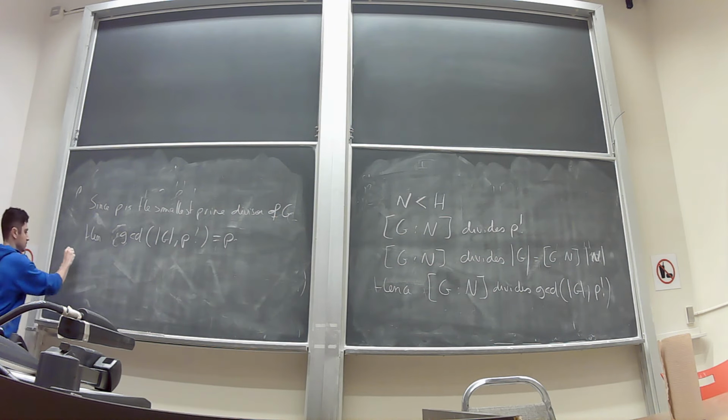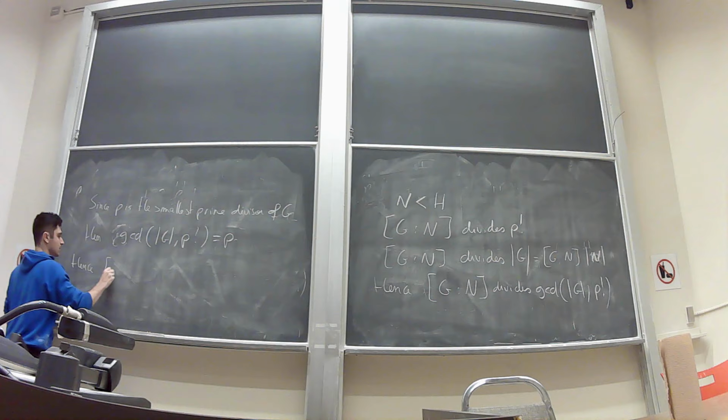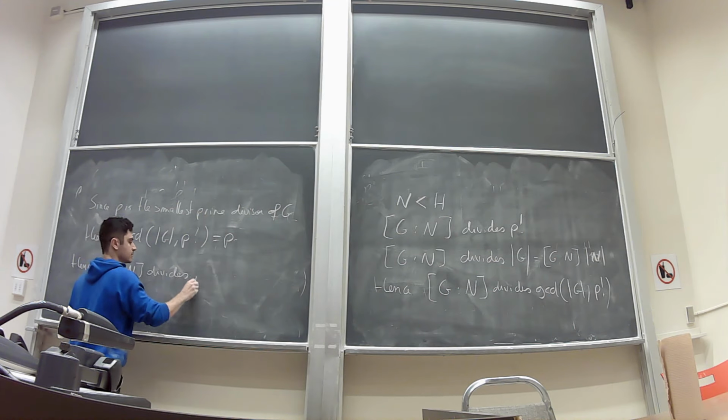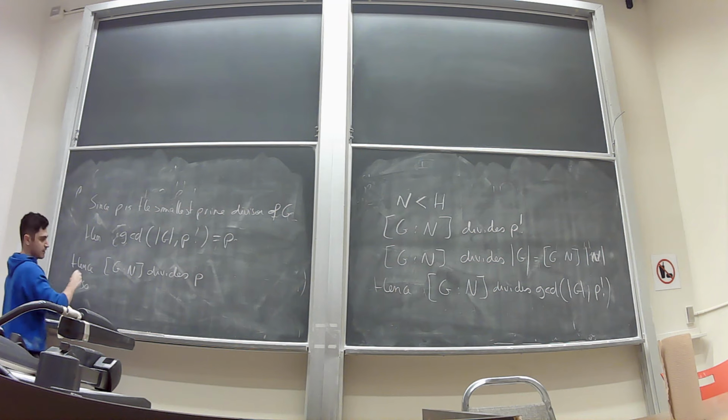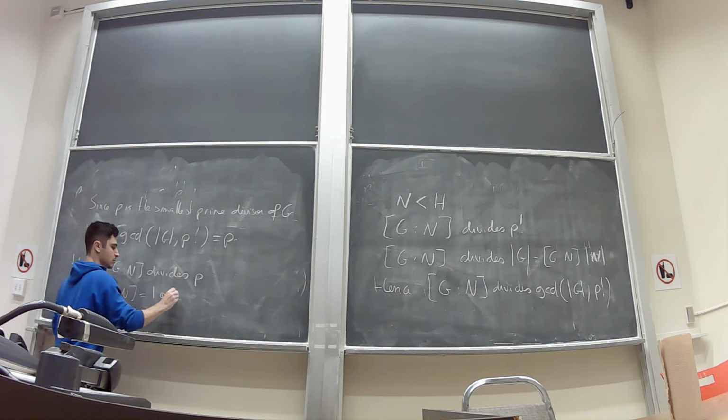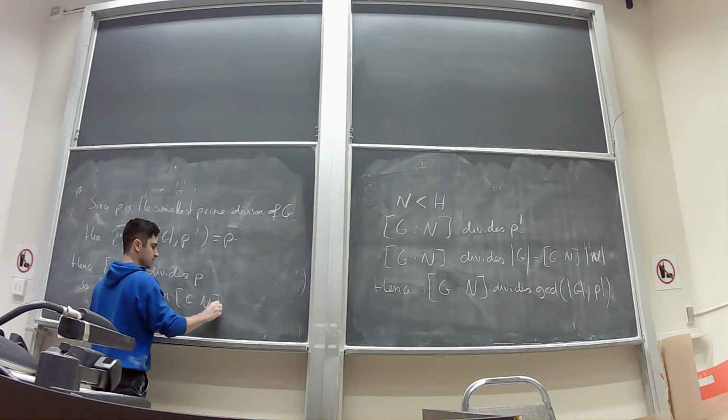Hence, the index of N in G divides P. So the index of N in G is 1, or the index of N in G is P.